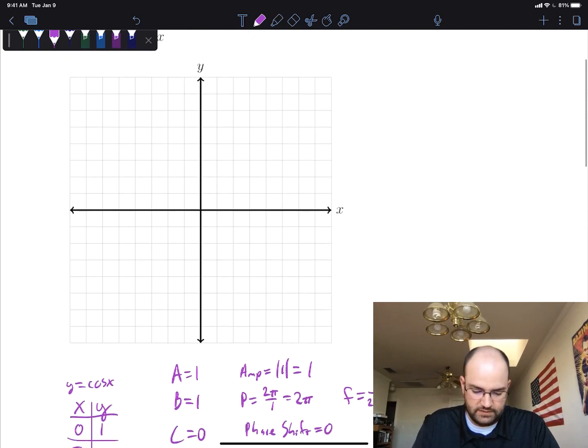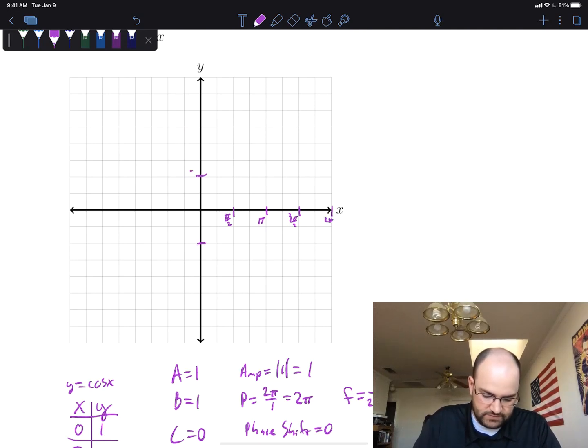Alrighty. Now let's come up here and graph. I'm going to use the same x's that I did last time, so pi over 2, pi, 3 pi over 2, and 2 pi. And the same y's. Why not? So that's positive 1, and that's negative 1. So we're going to start here at 1. And then we're going to go pi over 2, 0, pi, negative 1, 3 pi over 2, 0, and 2 pi, 1. And then connect these with a curve.